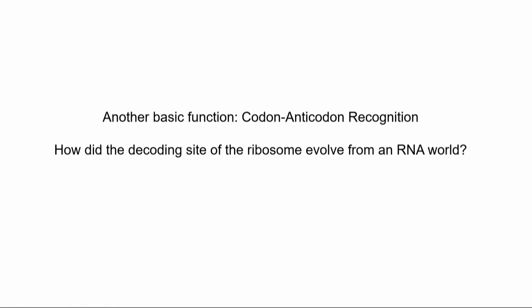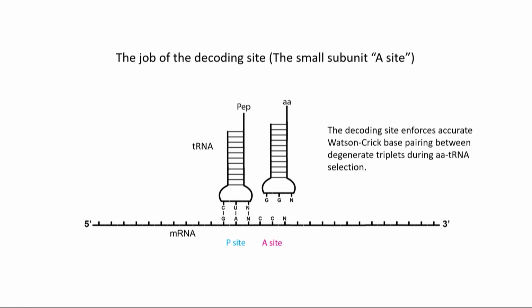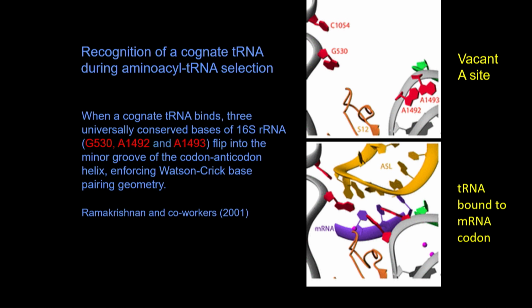So another basic function is codon-anticodon recognition. So how did you evolve the decoding site of the ribosome? Well, the job of decoding is just to enforce Watson-Crick pairing between two 3-base RNA sequences. And this is done in the ribosome by the flipping out of 3 nucleotides in 16S RNA, A1492, A1493, and G530. At the top, you see the vacant decoding site, and at the bottom, in yellow, is the tRNA anticodon loop, and in blue is the messenger, and you can see all 3 bases flip in to the minor groove of the codon-anticodon helix.